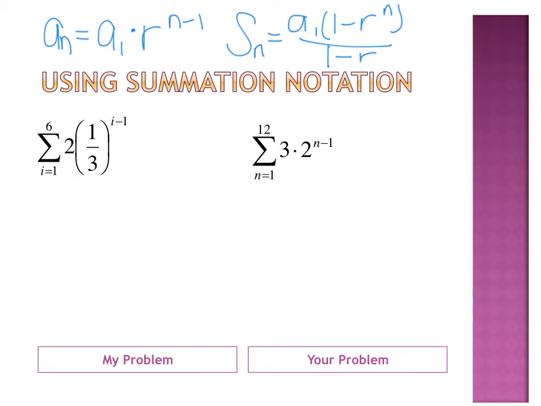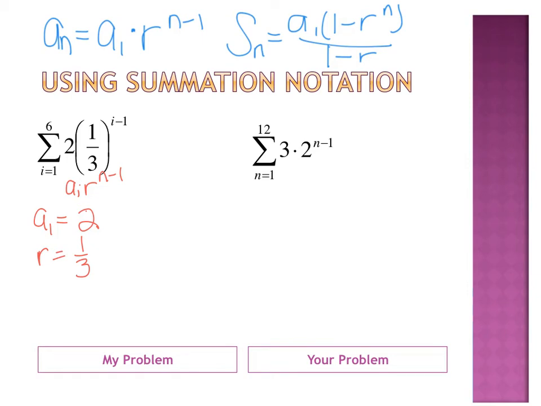So what does this 2 probably represent? a_1, right? So in our sigma notation, we should notice that this looks like a_1 times r to the n minus 1 power. So what is a_1? 2. What is r? 1/3. And then again, remember that sigma notation means I'm adding up all of the terms, starting with an i of 1, so I could plug in 1, and then I would plug in 2, and then 3, all the way up to 6, right?